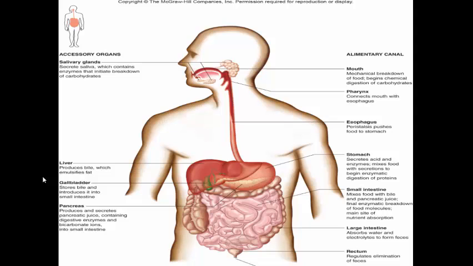Right, and here's a general overview of the entire system. Start with the alimentary canal, mouth, and the esophagus, down to the stomach, the small intestine, large intestine, and then to the rectum, and then out of the anus. That's all one continuous long open tube. And then accessory organs, salivary glands, help to start the breakdown process in the mouth, and liver, and the gall bladder, and the pancreas.